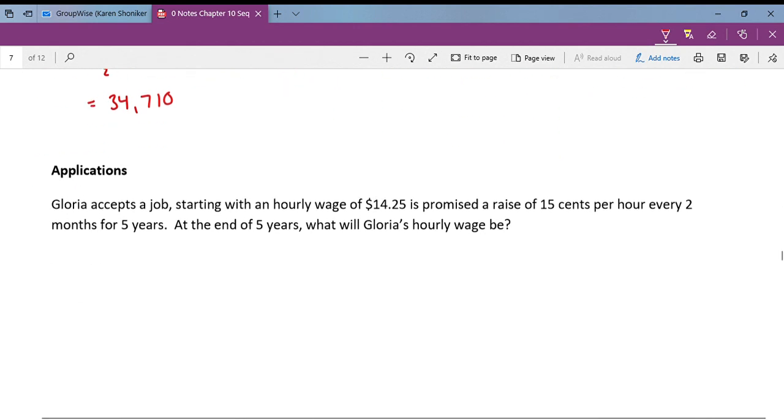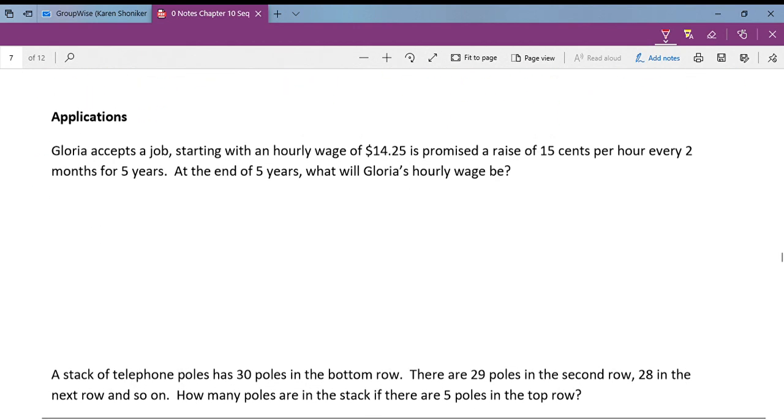All right, the last part of this is applications. This is applications of arithmetic sequences and series. So we're going to read these questions and you have to decide, is this a sequence question or is this a series question? And then how am I going to use the formula to figure it out?